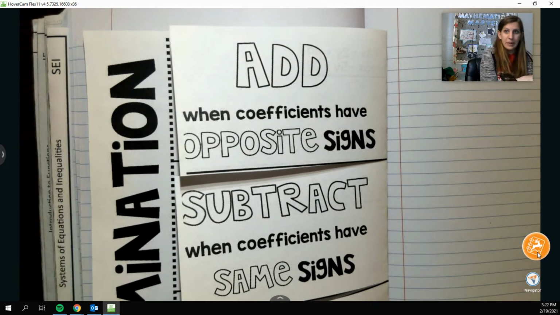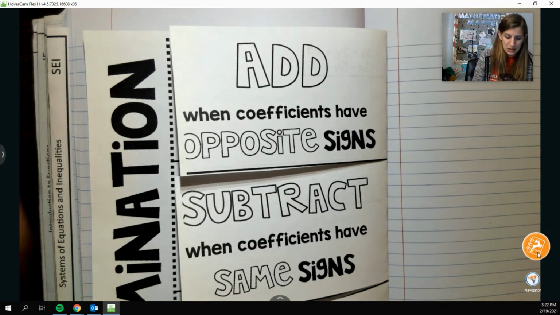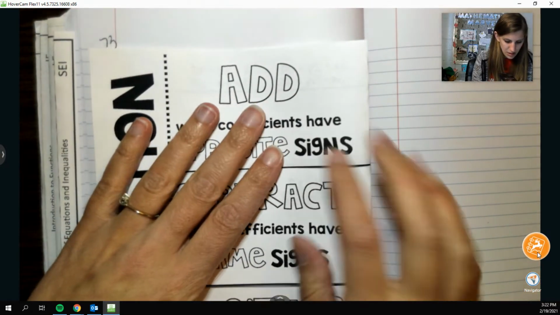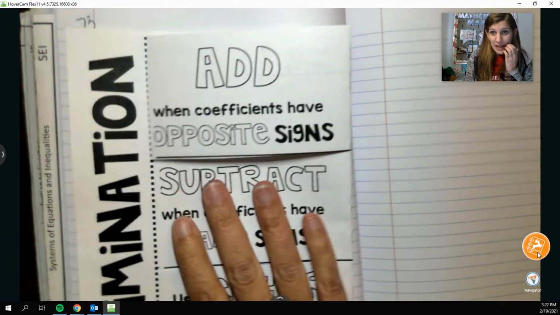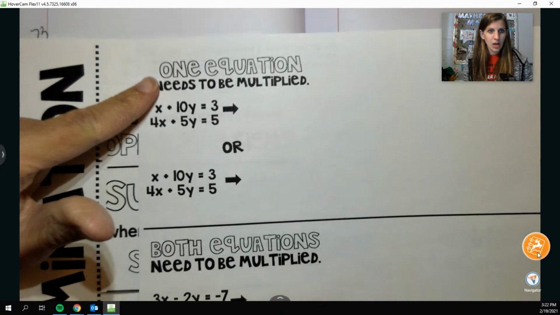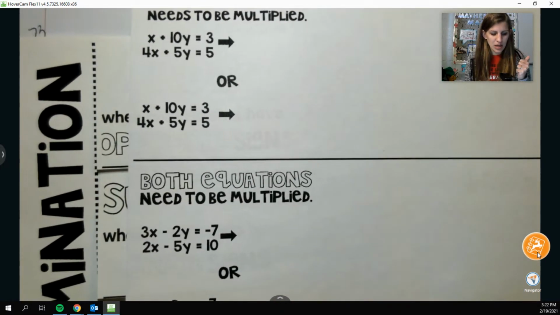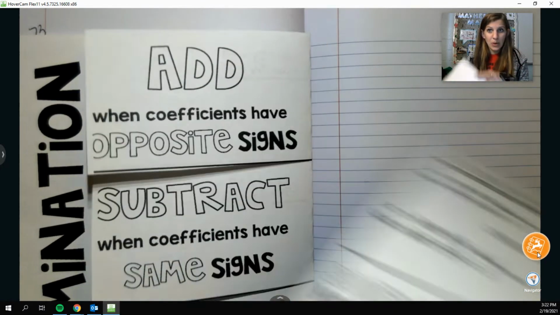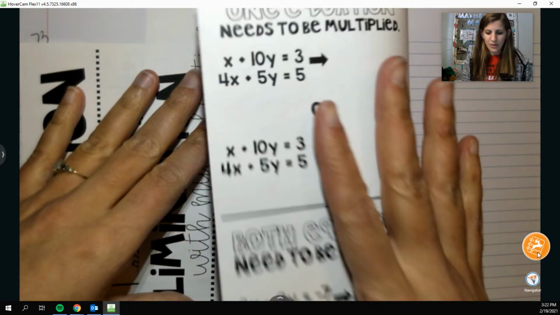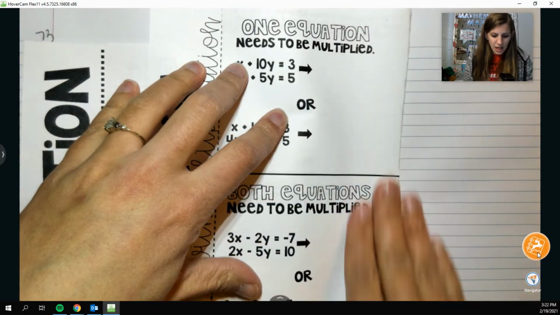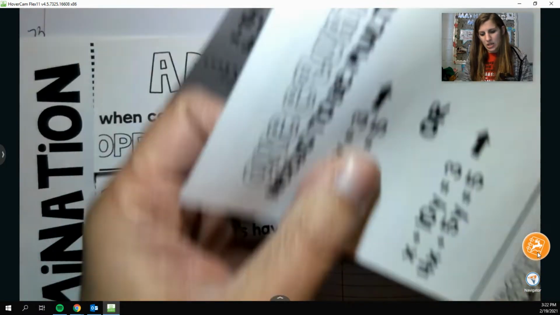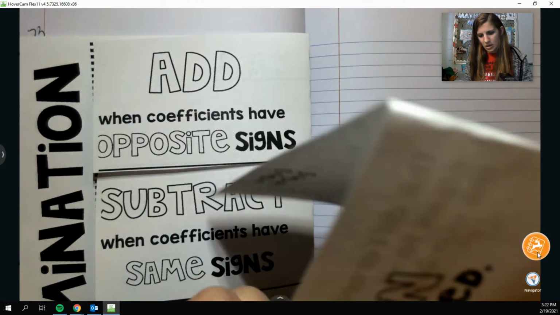That was the last piece of paper. Now the next page that you have in your packet looks like this. One equation, both equations. And that one, if we flip it over, also says elimination on it. So we're going to put that right on 74. Fold that one backwards like a book. And if you want to cut along that middle line to get two cute little doors.